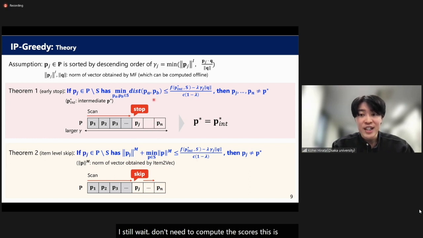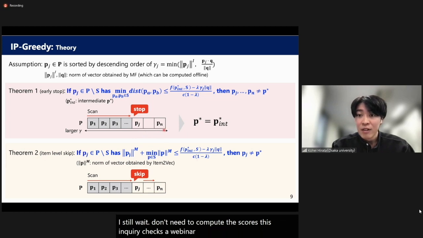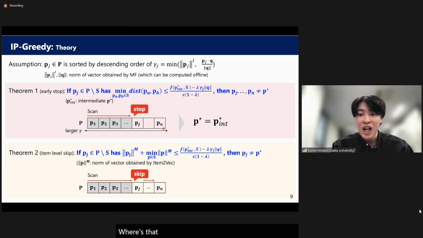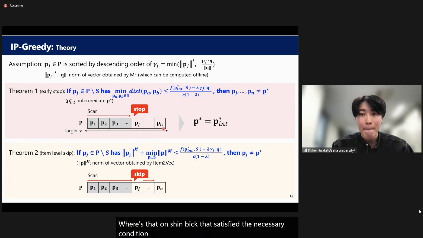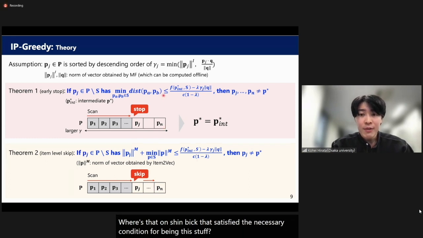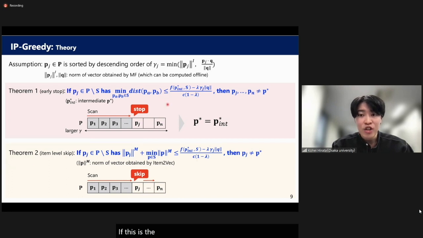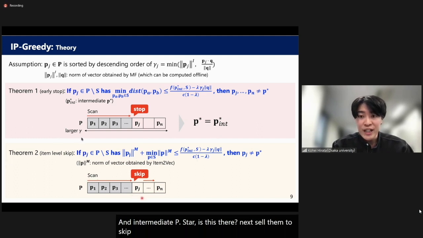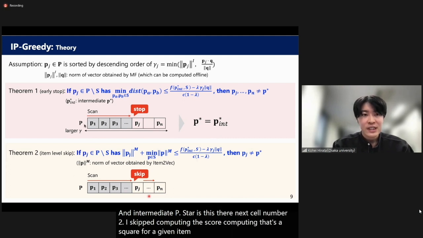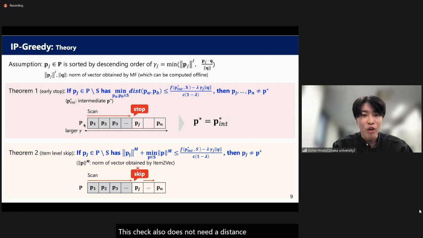This inequality checks whether unseen vectors satisfy the necessary condition for being p star. If this is true, we can early stop the scan, and the intermediate p star is p star. Next, theorem 2 skips computing the score for a given item. This check also does not need distance and inner product computations.